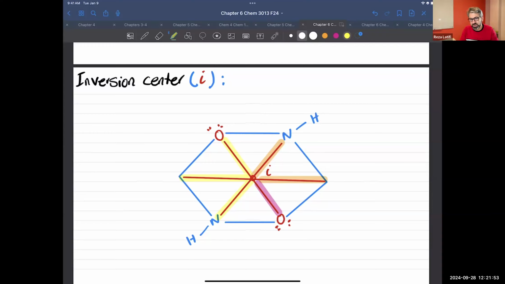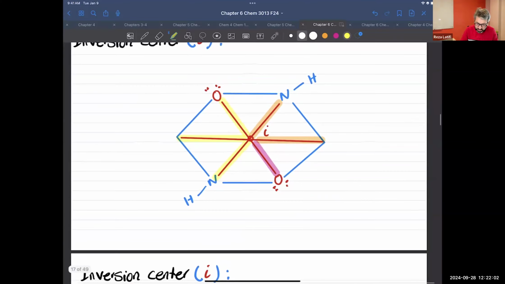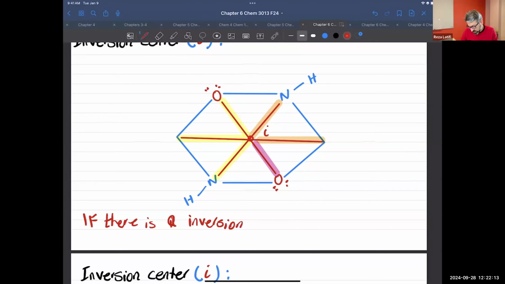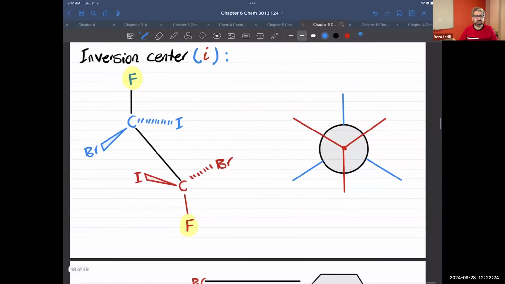So we have an inversion center, and that inversion center will cancel the chirality. So if your molecule has an inversion center, the molecule will be non-chiral. So if there is an inversion center, then the molecule will be achiral. Be careful. And let's check this molecule.